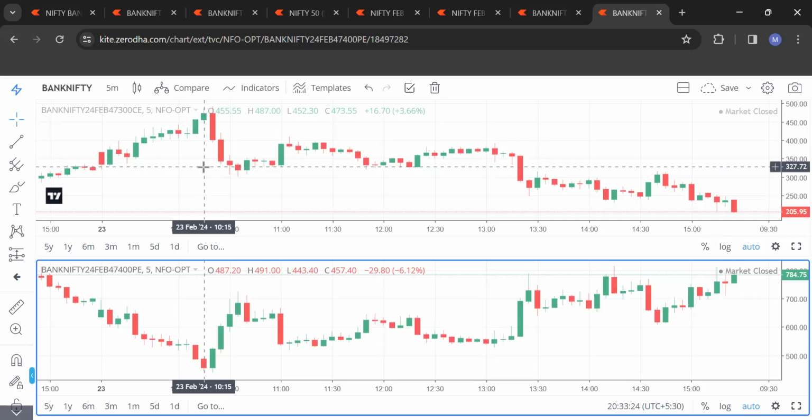You see, 487, 452, high and low. Let us check one, 487.22, no use. 491 is the high of put, no use. Third price, 443.40, no use. And fourth price, 457.40. Now, close of this candle of put, 457.40, is between high and low of call, 487, 450. Now, let's try call side. Call side first price 455, second price 487, third price 452, fourth price 473. All are between high and low of put.